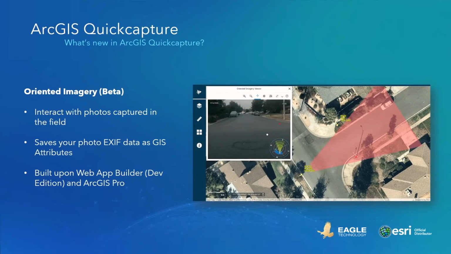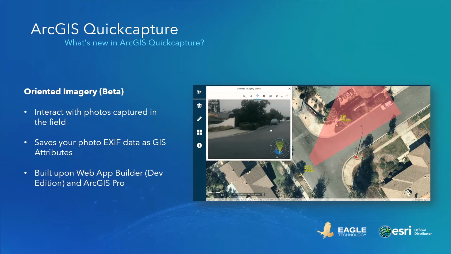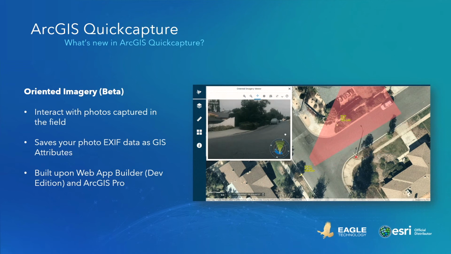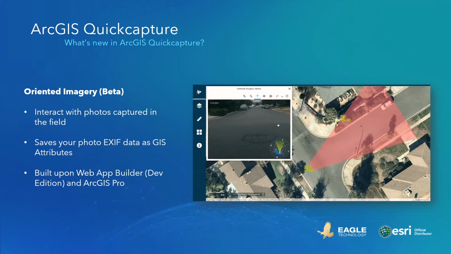One other outstanding new addition to ArcGIS Quick Capture is the ability to directly feed your geotagged photos into the Oriented Imagery web application, which is currently in beta. This allows you to essentially create your own Google Street View based on your images. Pretty neat, eh?